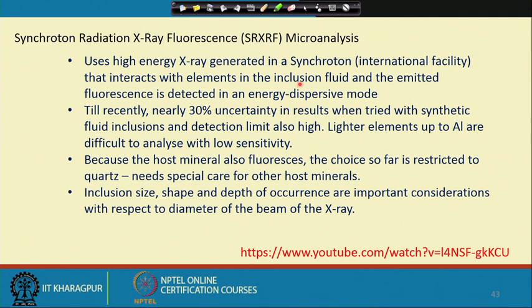We will talk again about a method which is non-destructive, which is essentially the synchrotron source X-ray fluorescence, or it is also called synchrotron radiation X-ray fluorescence, and it is mentioned as SR-XRF or SS-XRF, it does not matter, but actually it comes from the synchrotrons.